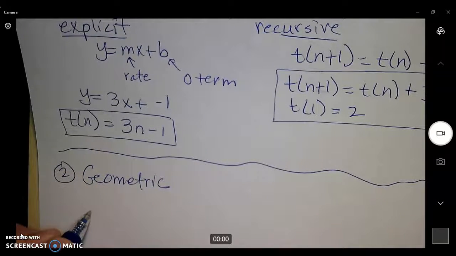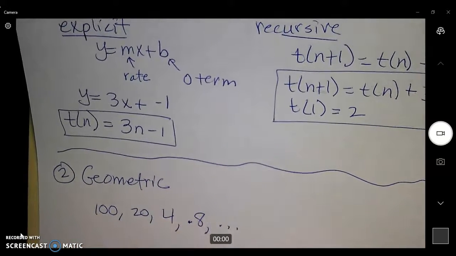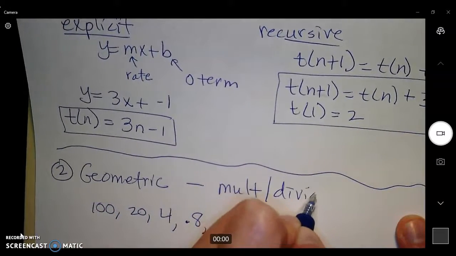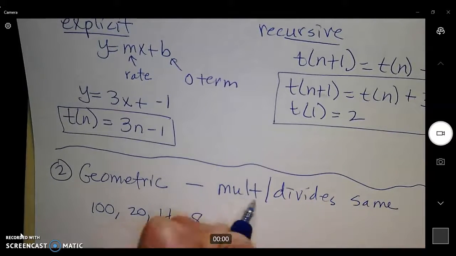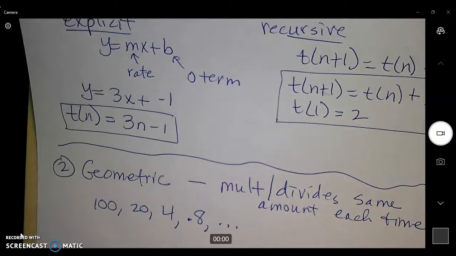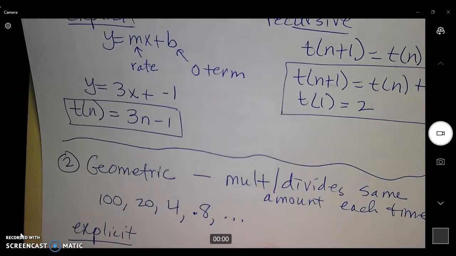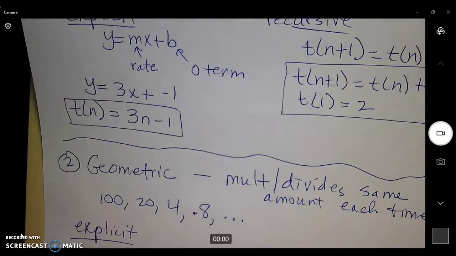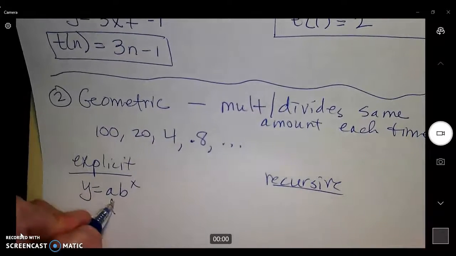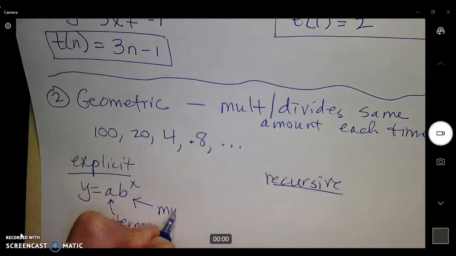Here's an example for that: 100, 20, 4, 0.8, ... So geometric multiplies or divides the same amount each time. Again, two types, explicit and recursive. So explicit is y equals ab to the x, a different format for geometric. A is my zero term. B is my multiplier.